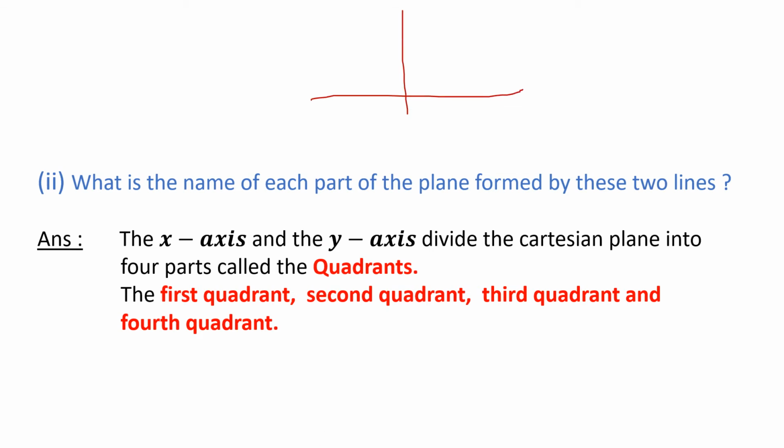The name of this part is quadrant 1. The name of this part is second quadrant. The name of this part is third quadrant, and the name of this part is fourth quadrant, right? So the lines form 4 parts, which are called 4 quadrants. Okay.